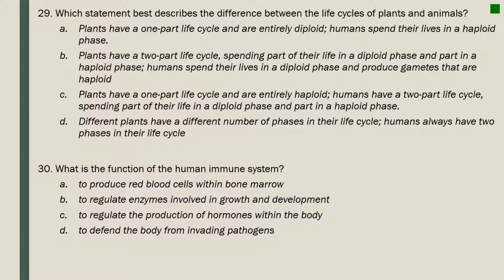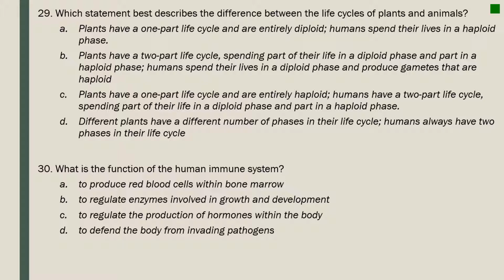C. Plants have a one-part life cycle and are entirely haploid. Humans have a two-part life cycle, spending part of their life in a diploid phase and part in a haploid phase. D. Different plants have a different number of phases in their life cycle. Humans always have two phases in their life cycle.